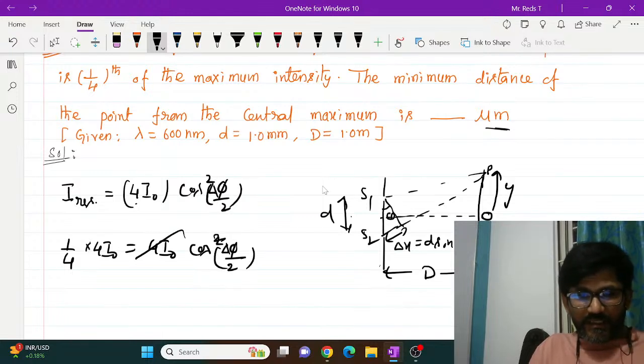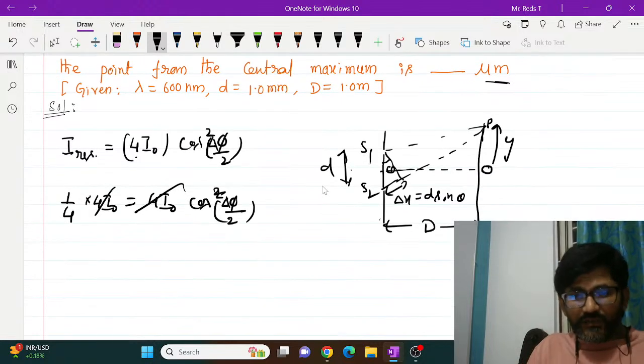Here the 4I0 on both sides gets cancelled, so 1 by 4 is equal to cos square of delta phi by 2. Sending the square to the left side, cos of delta phi by 2 is equal to root of 1 by 4, that is 1 by 2.